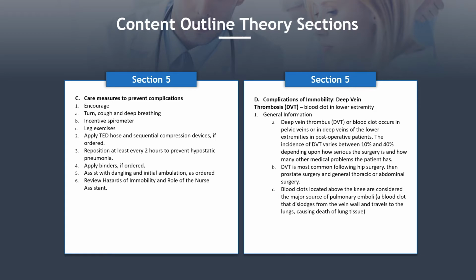DVT is the most common following hip surgery, then prostate surgery, and general thoracic or abdominal surgery. Blood clots located above the knee are considered the major source of pulmonary emboli, a blood clot that dislodges from the vein wall and travels to the lungs, causing death of lung tissue.